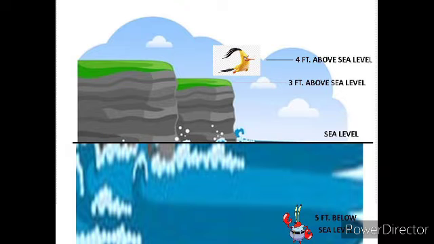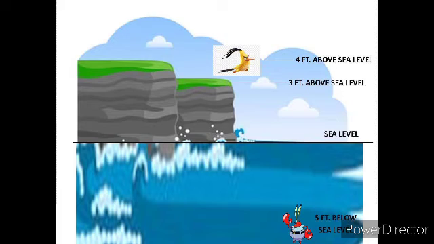Number 2, how do you represent the distance below and above the sea level? So you are going to represent the distance below and above, going from below to above or from above to below. Number 3, how far is the cliff from the sea level? Based on your illustration and based on the instruction. Number 4, how far is the bird from the sea level? Number 5, how far is the crab from the sea level?